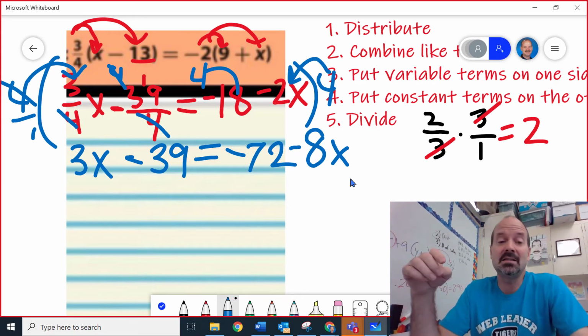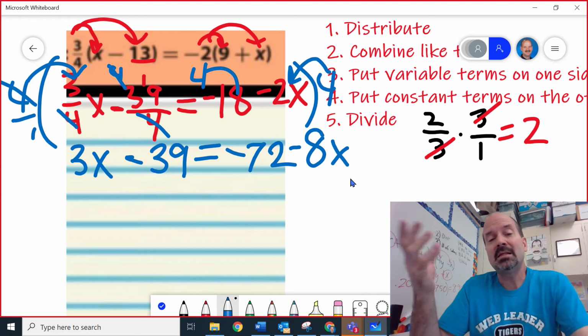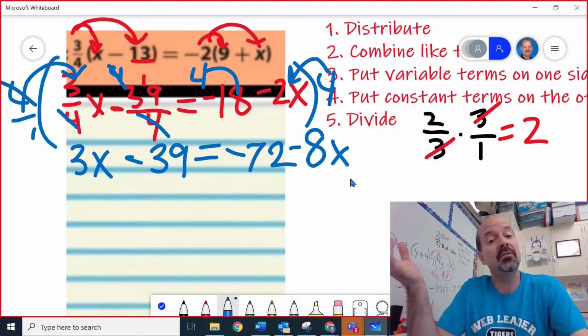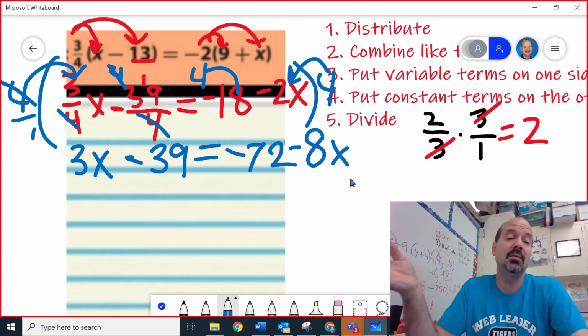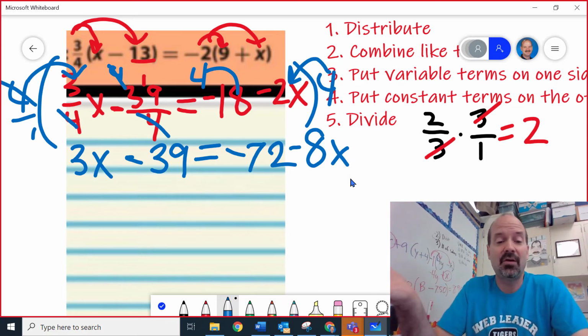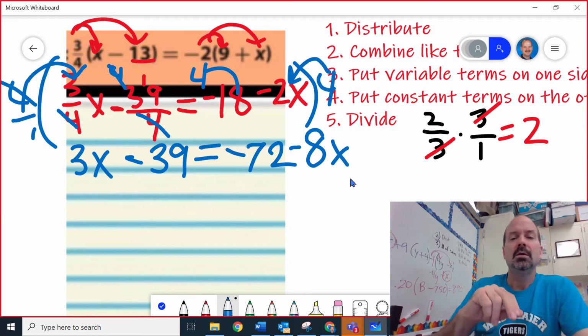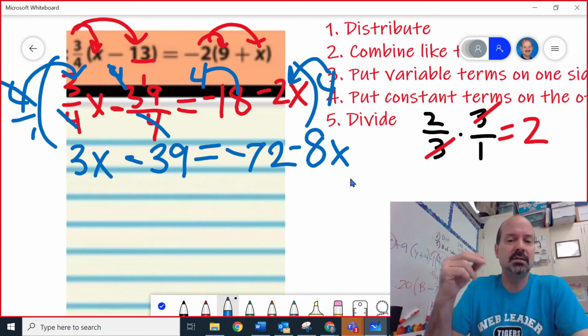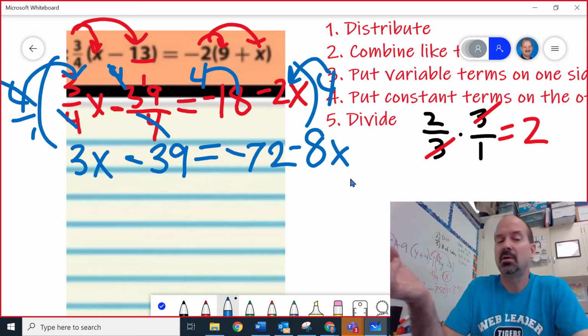Is it necessary? No. It just makes life a lot easier because now we don't have those fractions in the problem. Could we have done the problem exactly following the other steps? Yes. But you just have to deal with fractions along the way. So now I'm ready for step 2, combine like terms, but there aren't any like terms. So I can move to step 3.